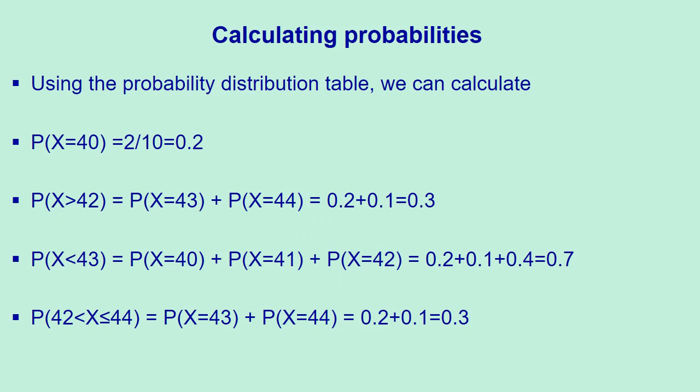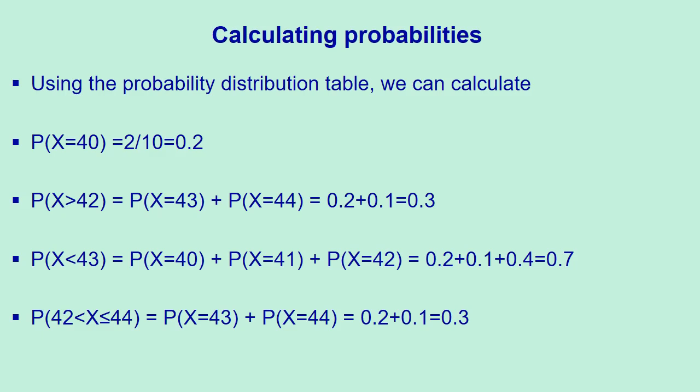We can use the probability distribution to calculate probabilities for a single value. E.g., probability of x equals 40 is equal to 2 over 10, which is equal to 0.2. Or for a combination of values. For example, probability of x greater than 42, which is the same as probability of x equals 43 plus probability of x equals 44, which is equal to 0.2 plus 0.1, which is equal to 0.3.